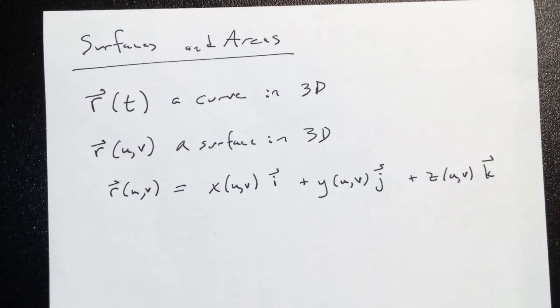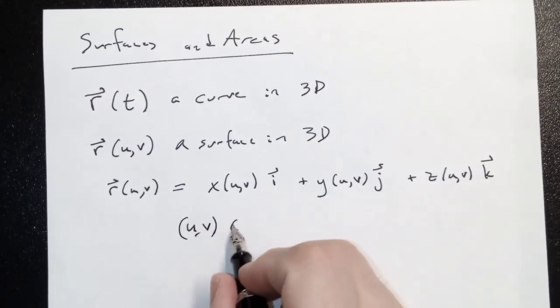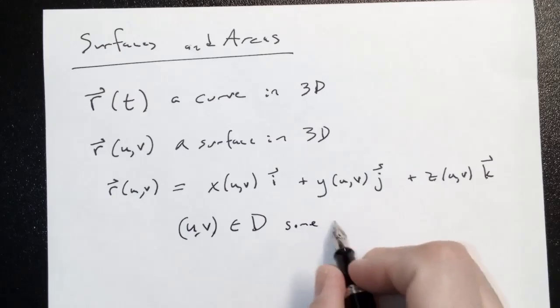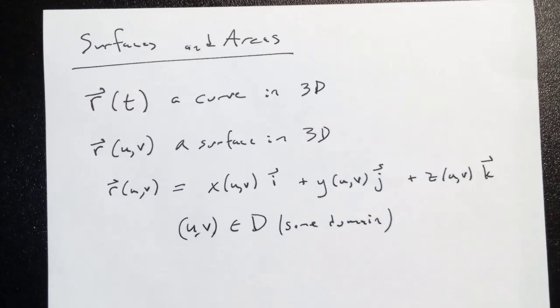All right, but this means that U and V have ranges. This is a very different definition of how we defined a function from thinking of the function as a graph. But there's a parallel here. We're going to think of the surface S over the domain D.